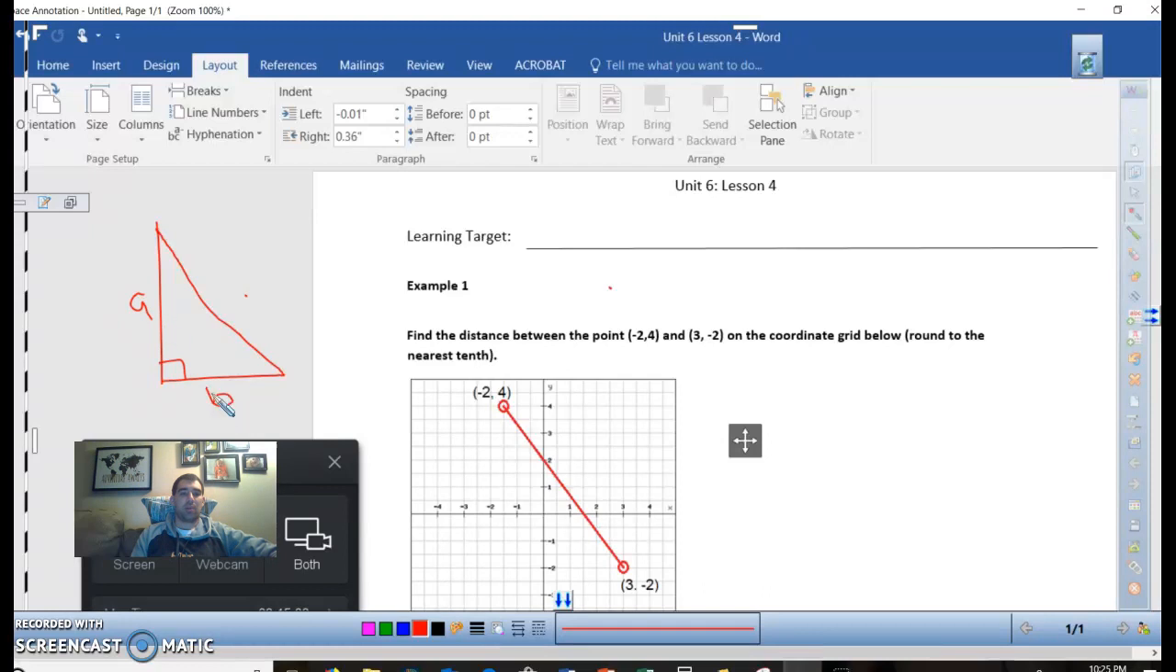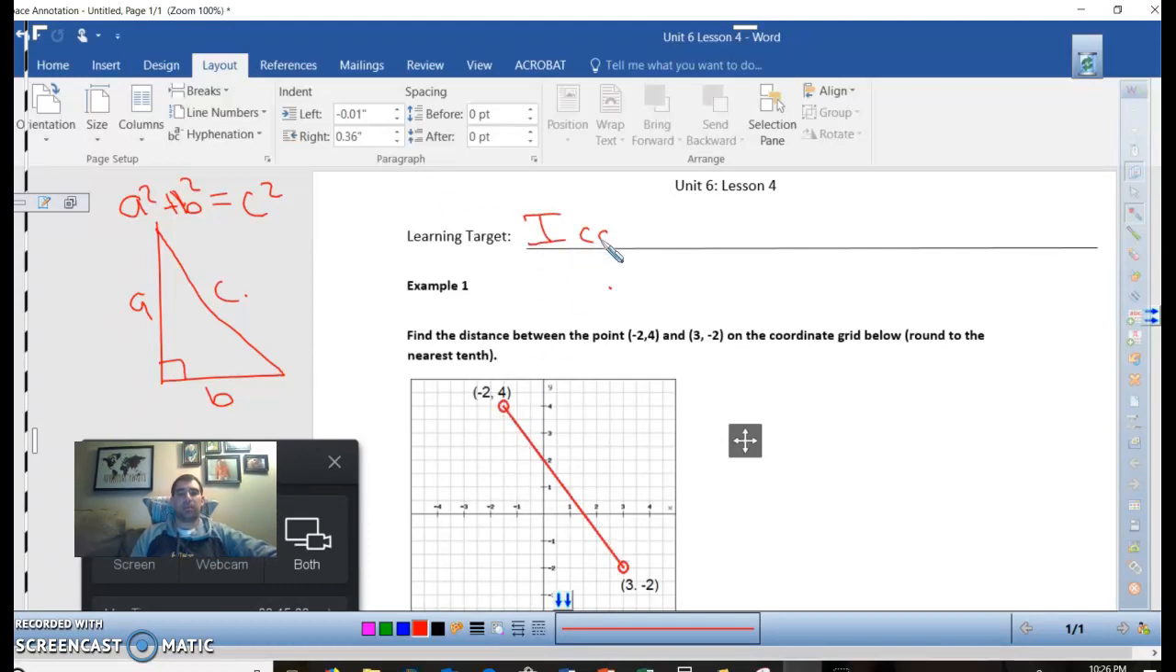So we have A, B, C. The two legs are A and B touching the right angle, and C is our hypotenuse. So A squared plus B squared, the two legs squared, always equals the hypotenuse squared. So the area that forms off of A plus the area that forms off of B always equals the area of the square that forms off of C. So today we're going to be looking at how I can use this Pythagorean theorem to find the distance between 2 points in a graph.